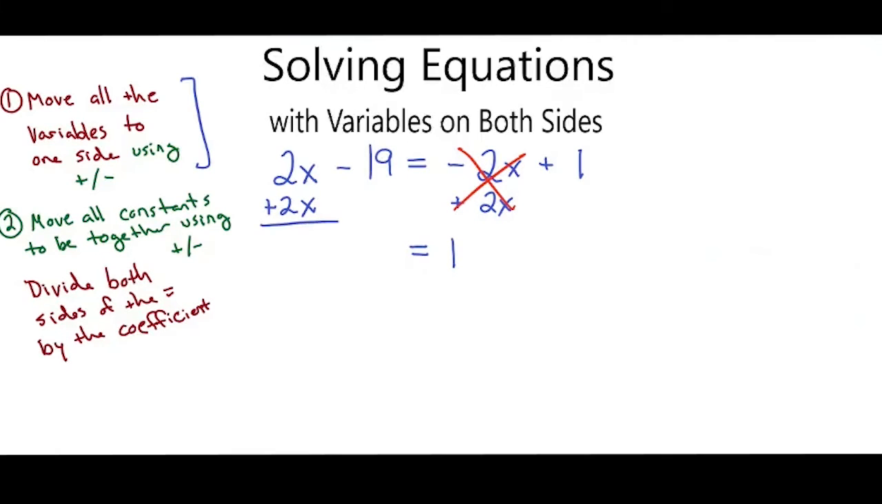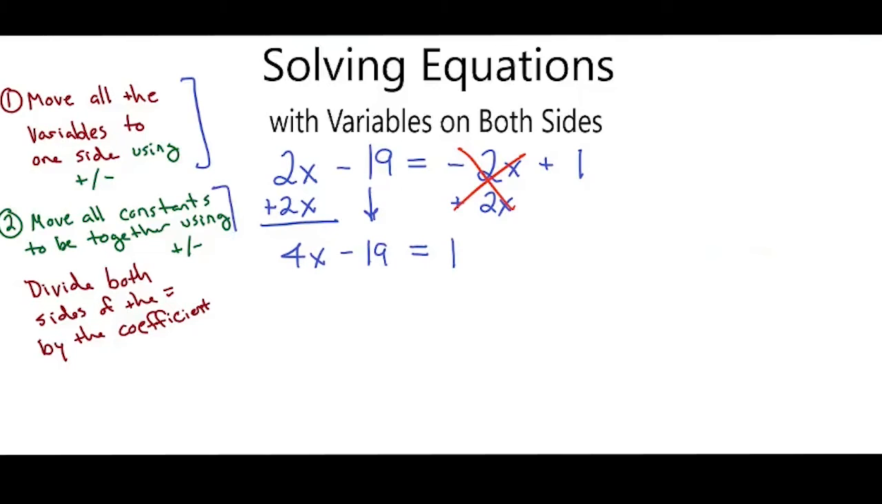All right, now I will add my x's. I have 2x plus 2x, and that's 4x. I'll bring down that negative 19 or minus 19. All right, so all done moving the variables to one side of the equation.